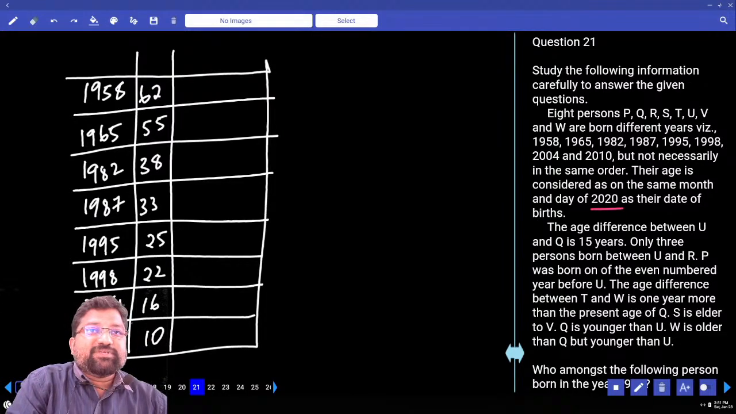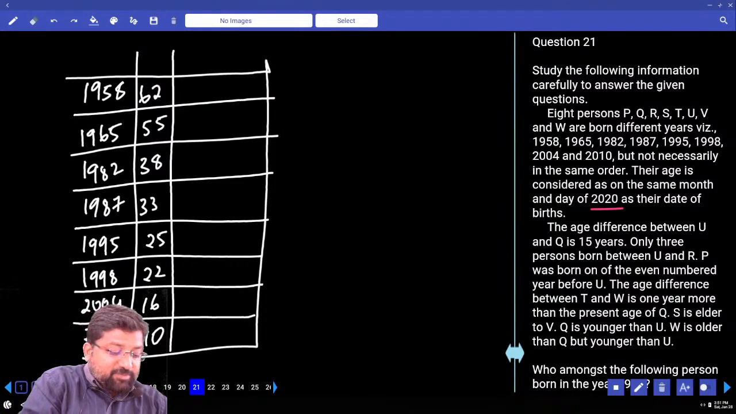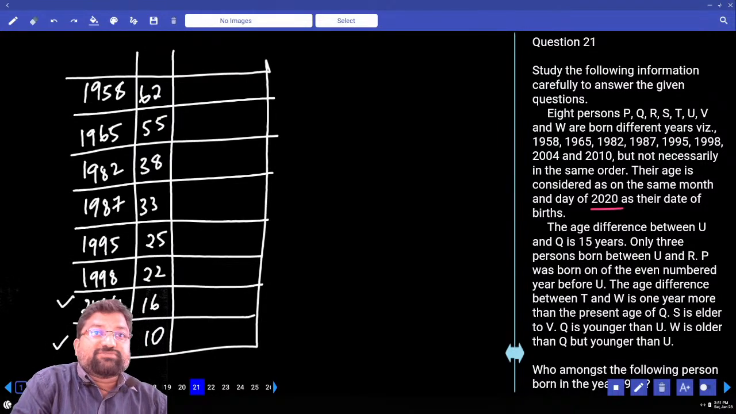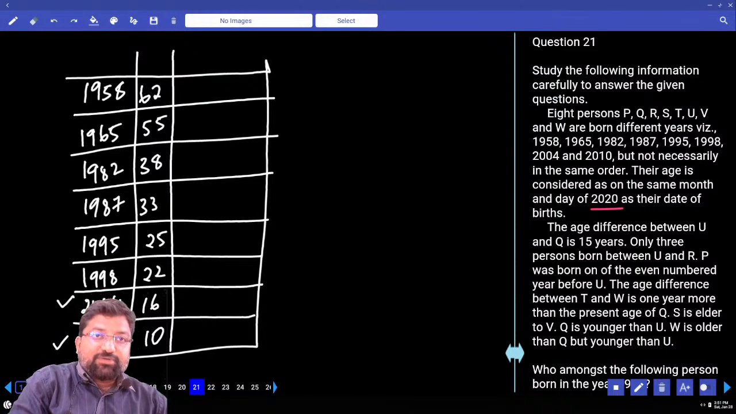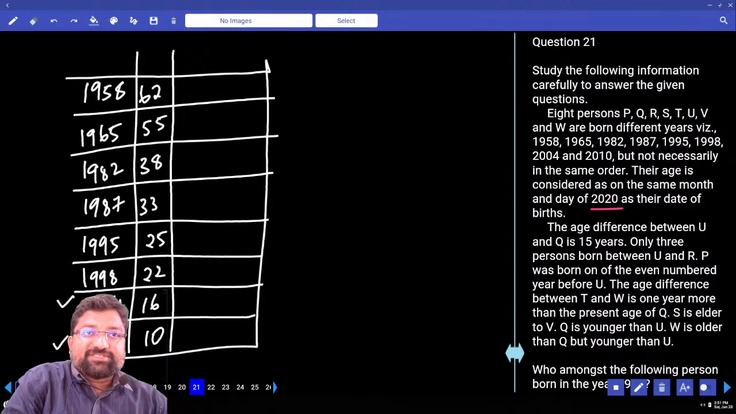Understood? Yes or no? Somebody who is born in 2004 is born 6 years before 2010. 6 years before 2010 means his age will be 6 years more than somebody who is born in 2010. Understood? Then what is the age of the one born in 2010? 10 years. 6 years more means how much? 16 years. Is the calculation fine?